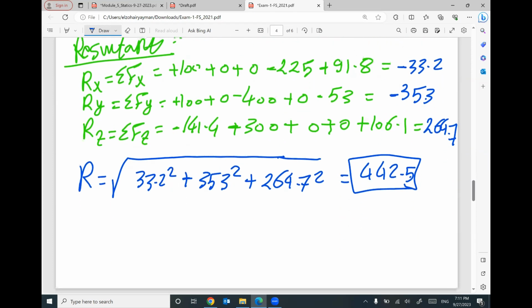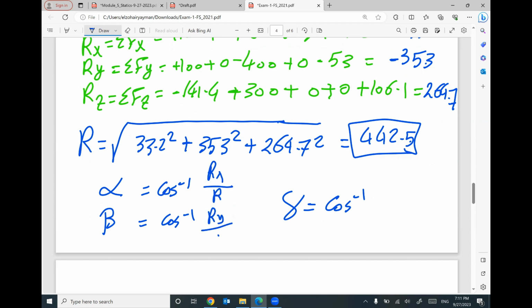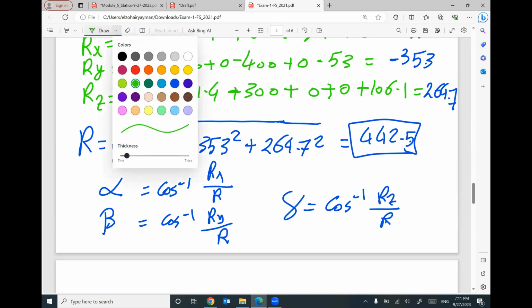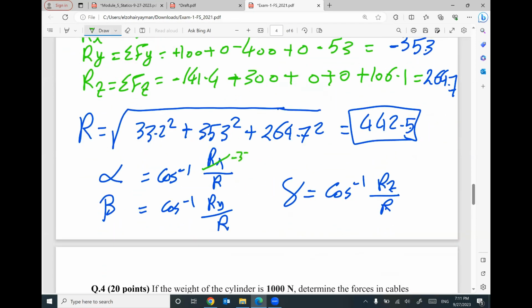We have three angles for this resultant: alpha, beta, gamma. Alpha, beta, gamma will be inverse cosine of Rx divided by R, inverse cosine of Ry divided by R, and inverse cosine of Rz divided by R. You have everything. Rx is negative 33.2, R is 442.5.